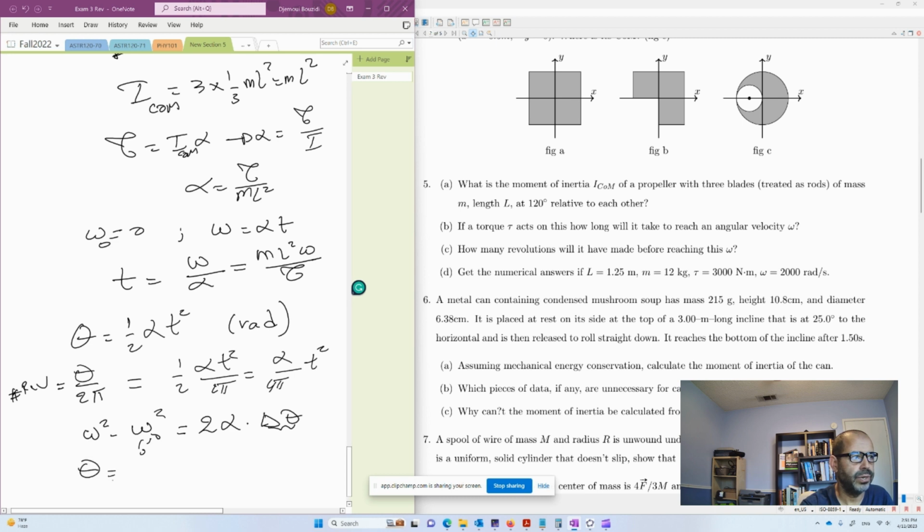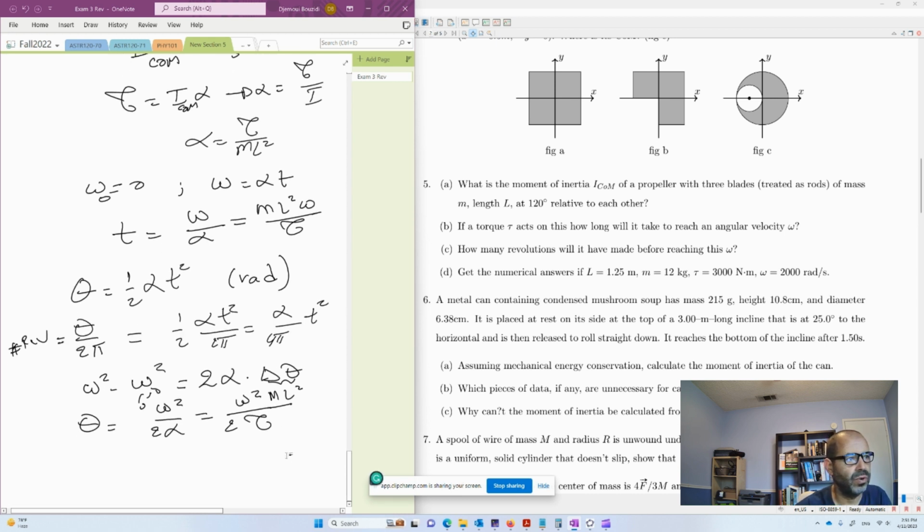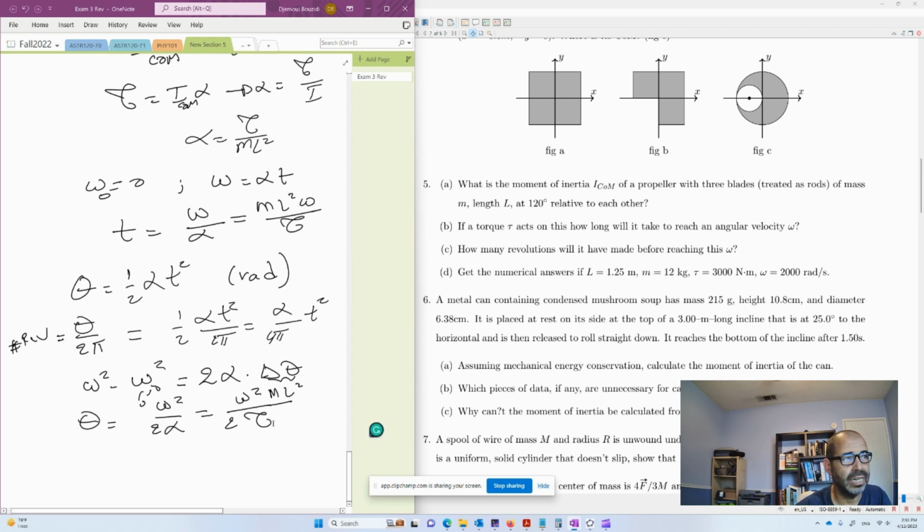So theta in radians again. It's going to be omega squared over 2 alpha, because the initial angular velocity is 0. And omega squared is fixed, okay? And alpha is equal to tau over ml squared. So that's basically the value of theta in radians. This is actually much easier than having to multiply t squared by alpha. You should be able to find the same answer. So these are two ways of doing it.